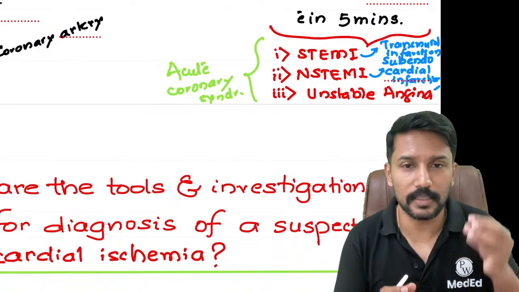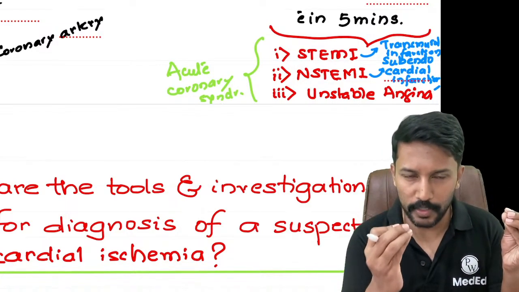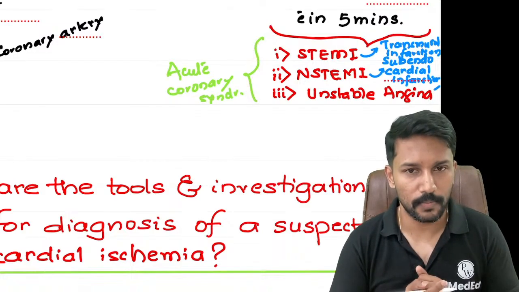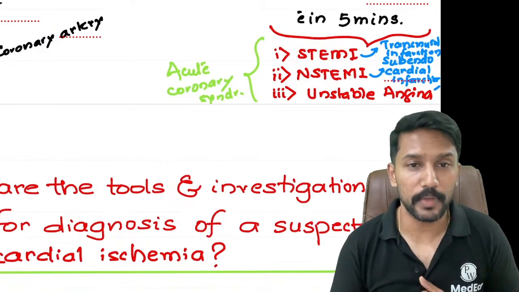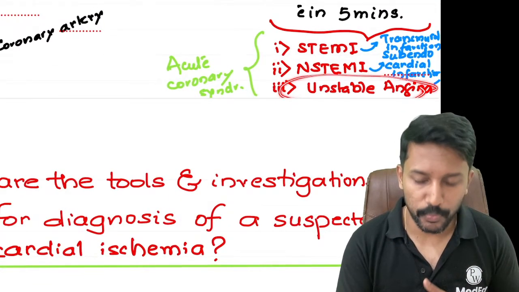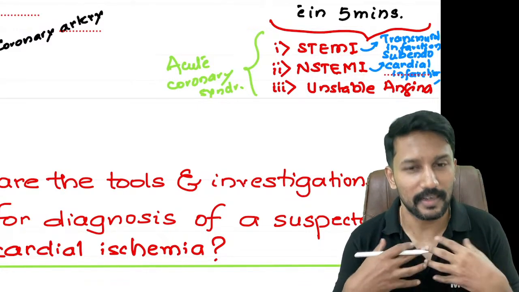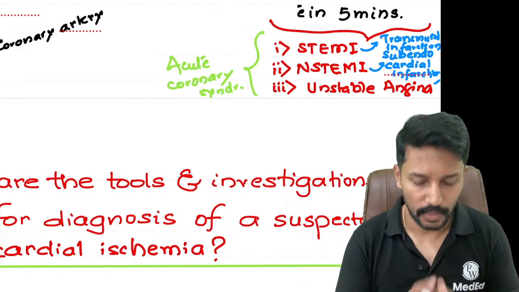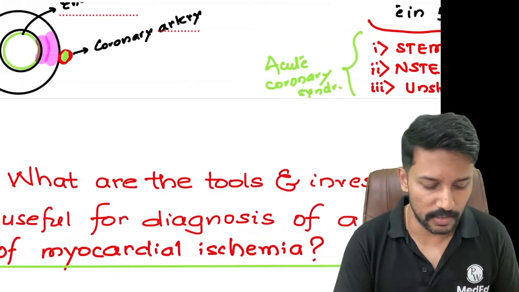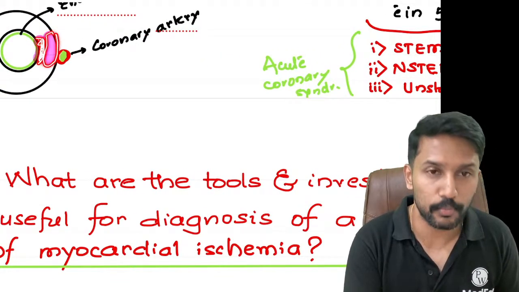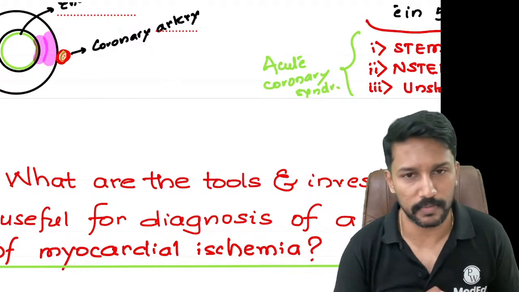So STEMI is the critical emergency, followed by non-ST elevation MI, followed by unstable angina. All three are medical emergencies. As a doctor, I will be happy if I see a patient with simple unstable angina, not complicated by infarction, because I can literally salvage the whole myocardium. If I see a patient with non-ST elevation MI, then some portion is infarcted, and I can save the remaining portion of the myocardium by opening this blocked blood vessel.